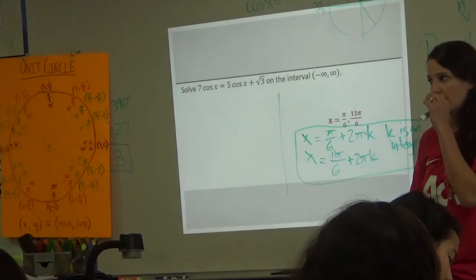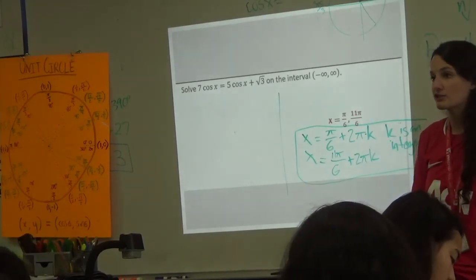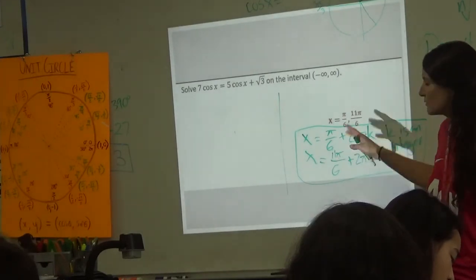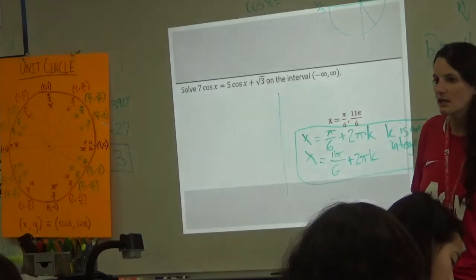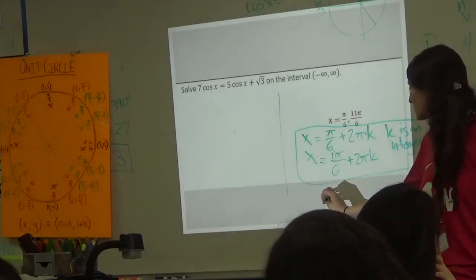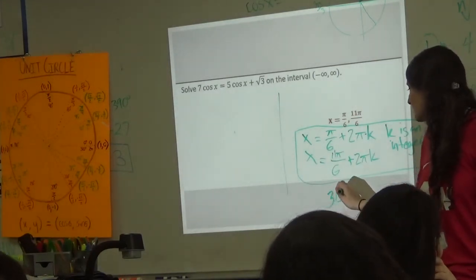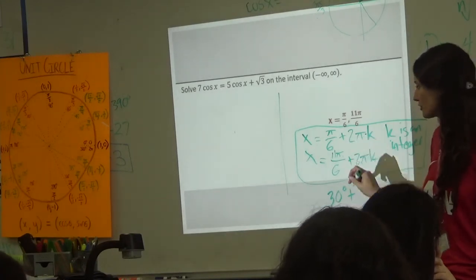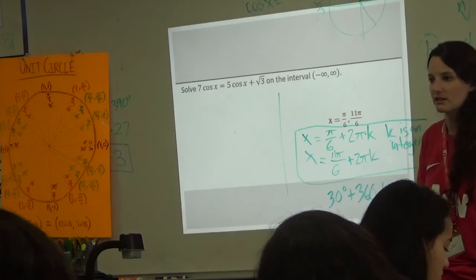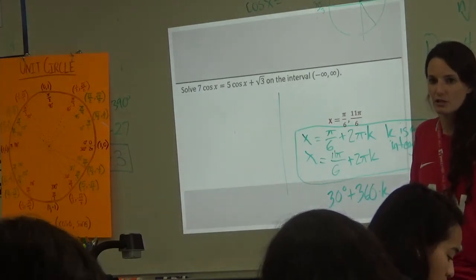Now, Julian, I think it was Julian in my second period, asked a good question that I liked. He wanted to make sure he was understanding what was happening here if he wrote it in degrees. The equivalent of this in degrees would be, what's pi over 6? 30 degrees. And you would add a full circle, which is 360 degrees times k. So you can write it like that as well if you're writing it in degrees.